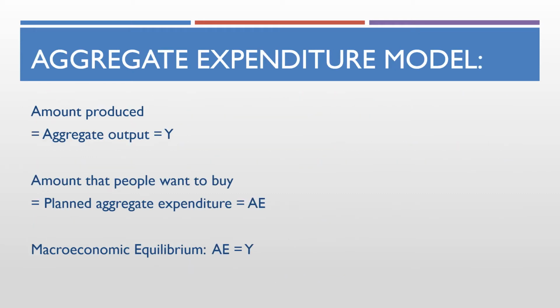So just a reminder for everyone. We have the aggregate output, Y, that represents the GDP, the total production in the economy. And we have the planned aggregate expenditure, AE, that represents all the spending in the economy. And the macroeconomic equilibrium should always happen when the planned aggregate expenditure equals the aggregate output.